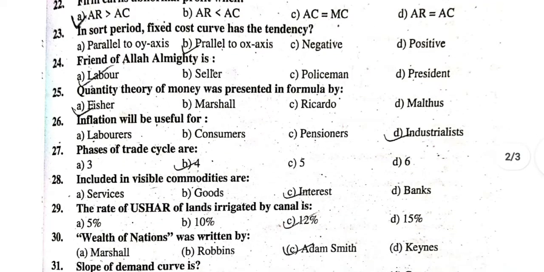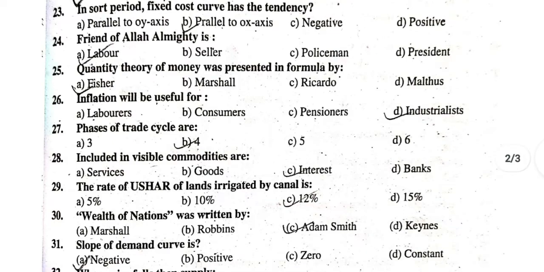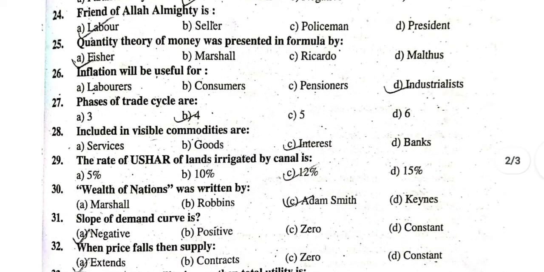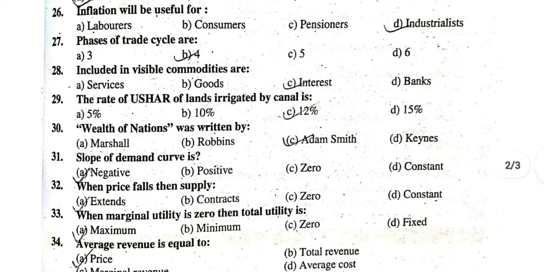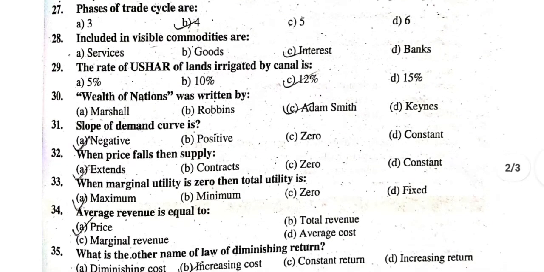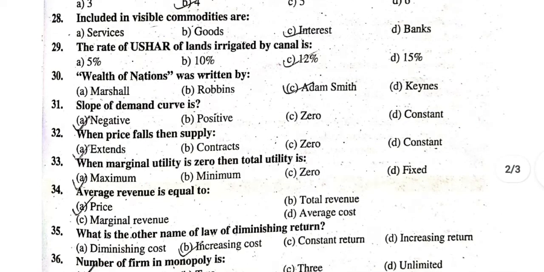Wealth of Nations was written by Adam Smith. Slope of demand curve is negative. 32. When price falls, then supply extends. When marginal utility is 0, then total utility is maximum. 34. Average revenue is equal to price. What is the other name of law of diminishing return? Answer is the law of increasing cost.